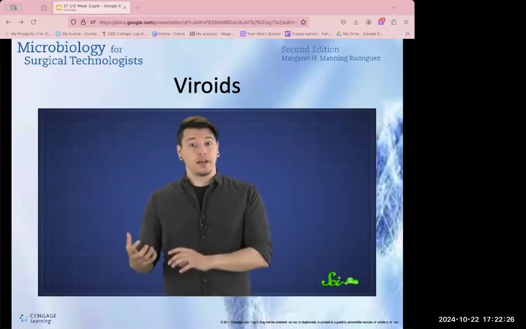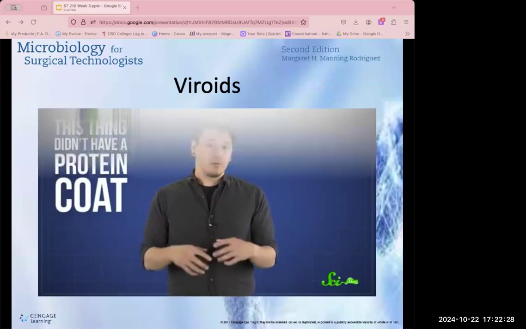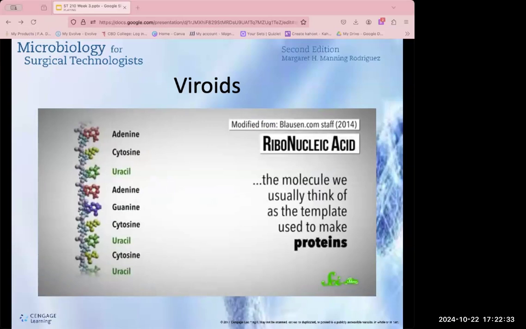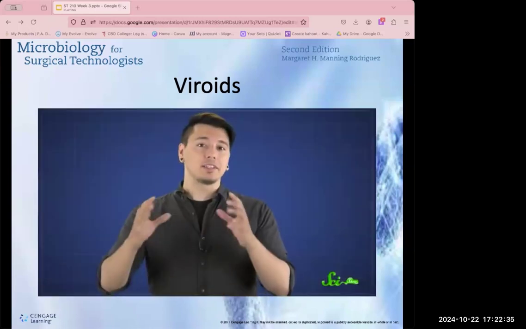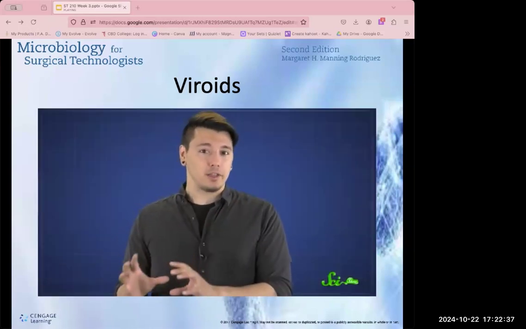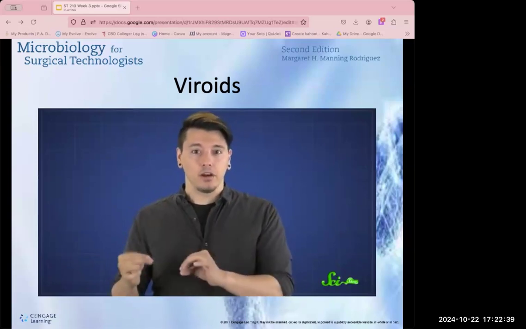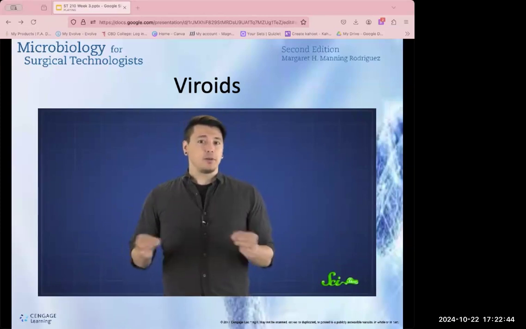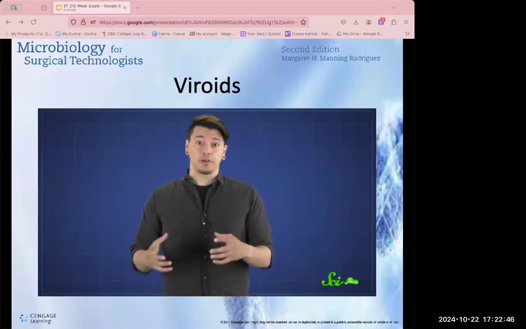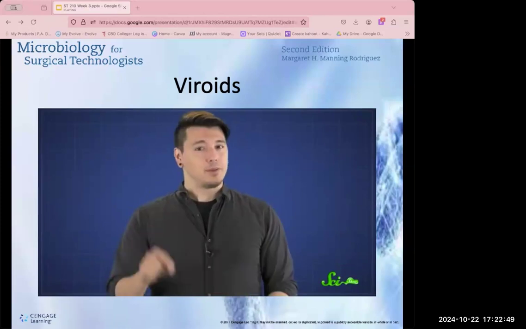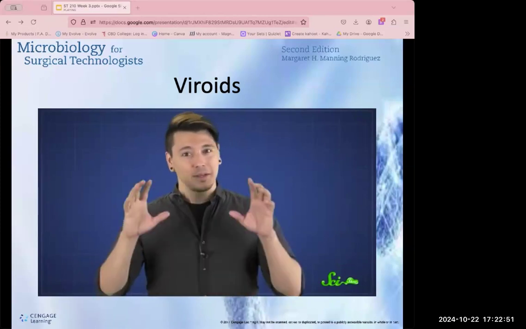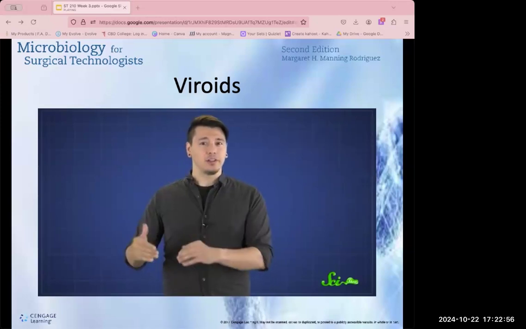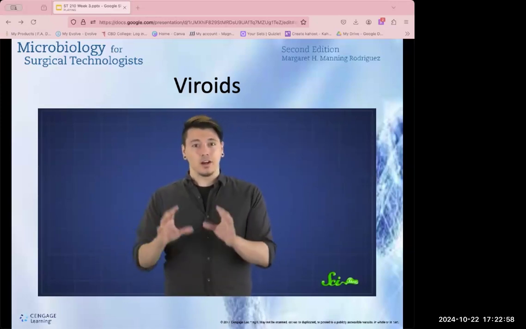Tests revealed that, unlike viruses, this thing didn't have a protein coat. It was just a chunk of RNA, or ribonucleic acid, the molecule we usually think of as a template used to make proteins. At the time, scientists had also assumed that even small pathogens needed a certain amount of DNA or RNA to replicate themselves, at least a couple thousand nucleotides. That's tiny compared to most living things, but enough instructions for a virus to take over a host cell and make copies. But this potato menace, whatever it was, seemed to have just a tenth of that. Because Diener's mystery agent was similar to, but also clearly different from true viruses, he called it a viroid.